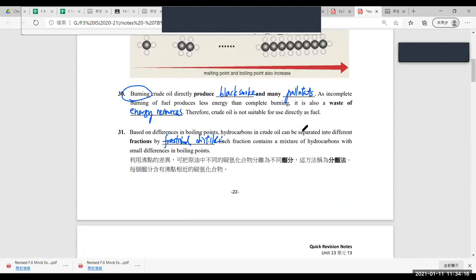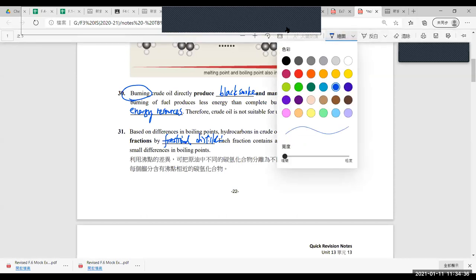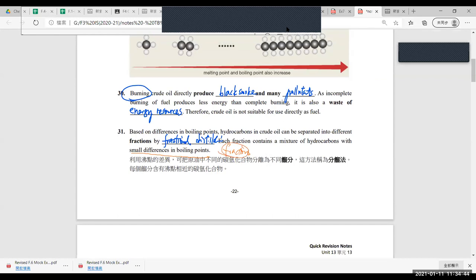So we would try to better use that resource by doing some refinery process. We call that fractional distillation of crude oil, which aims to separate the hydrocarbon mixture with a smaller difference in the boiling point. So underline the term smaller difference in boiling point. That's why we will see the fractions. So, fractions.